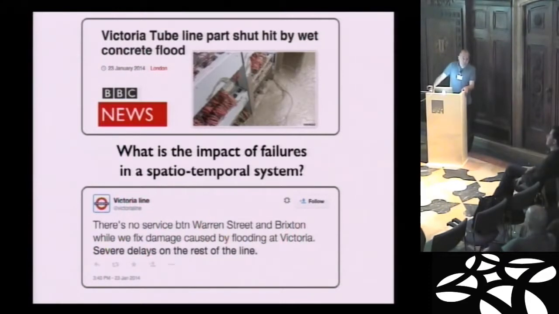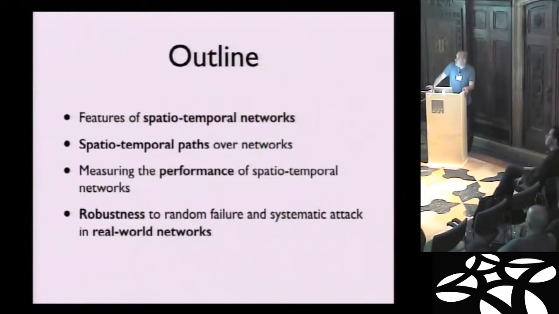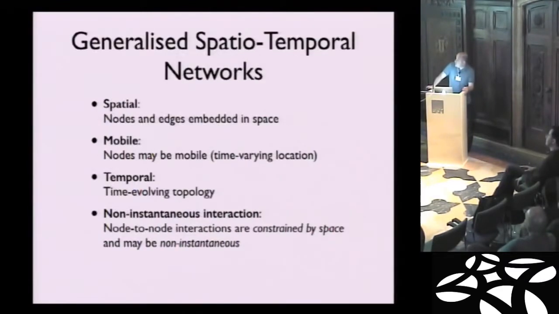We did some work in the past 4 or 5 years on temporal networks, but temporal networks don't essentially capture an important aspect that is, as I said, the space. So in this talk, I'm going to give you a very, very quick introduction to the modeling, just a part of it, because I don't have time. And then the idea, or at least the intuition, of spatio-temporal paths over networks. Then we will discuss a bit about performance and robustness in these networks.